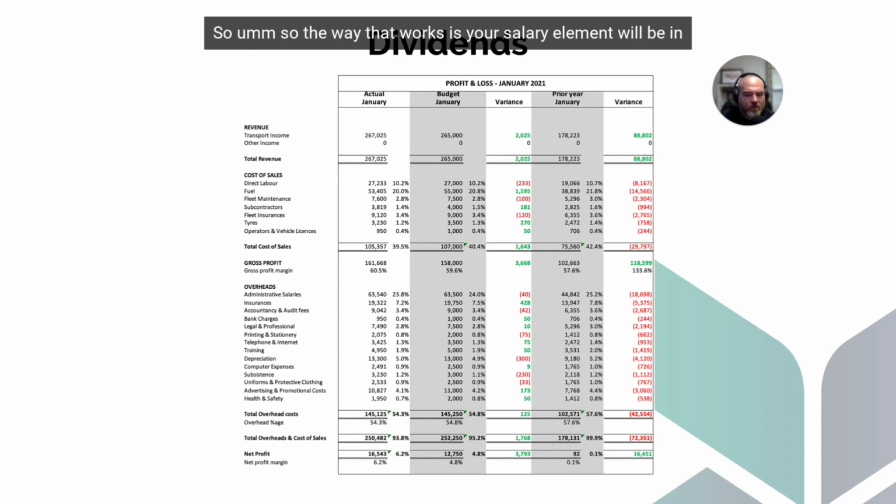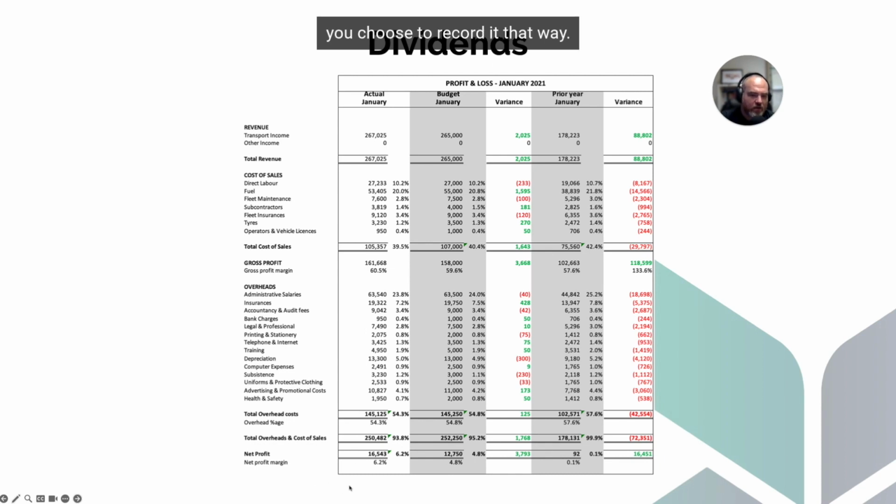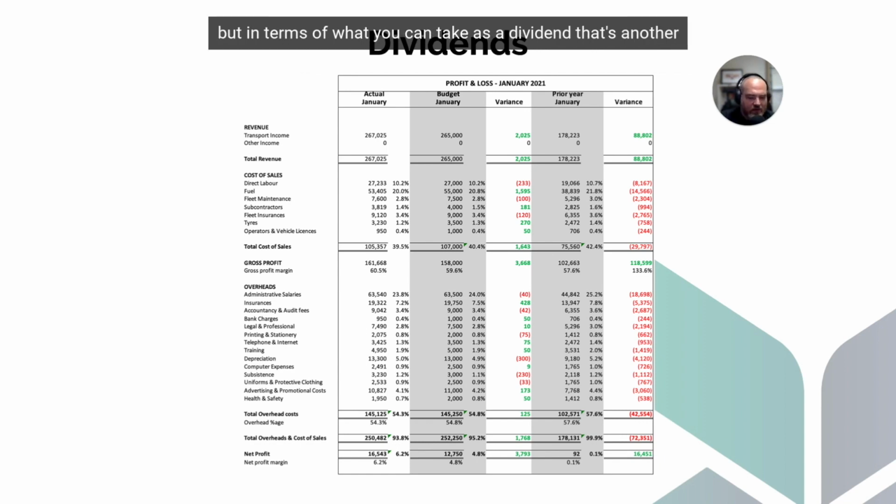So the way that works is your salary element will be in here, but your dividend element will be off the P&L down here somewhere if you choose to record it that way. We'll look at tax thresholds and rates shortly, but in terms of what you can take as a dividend, that's another area where there is sometimes a little bit of confusion. So let's clear that up.